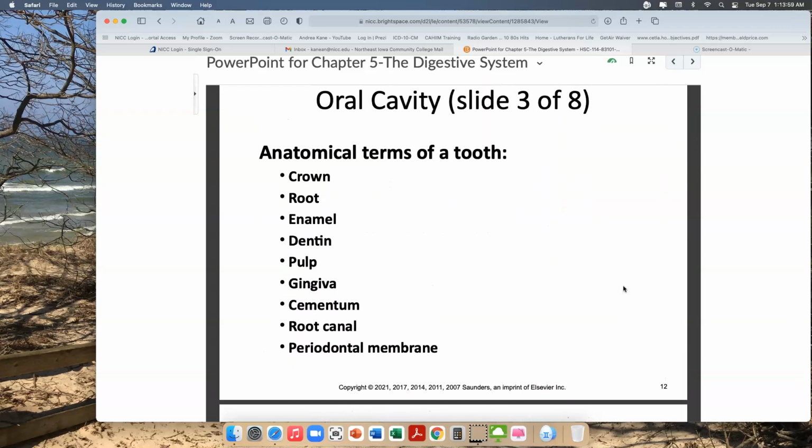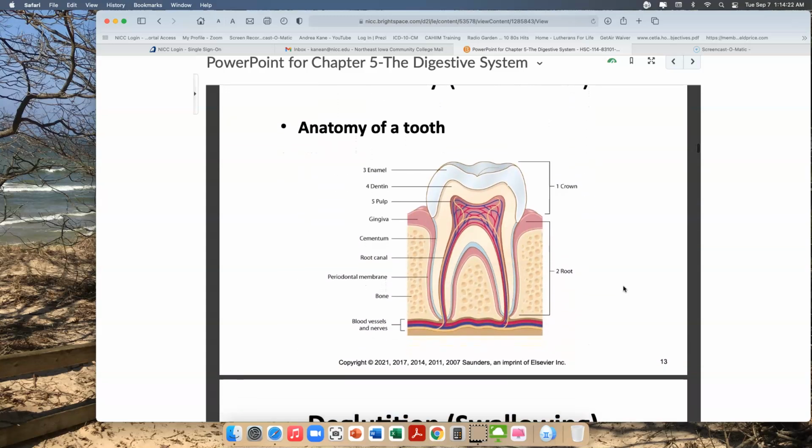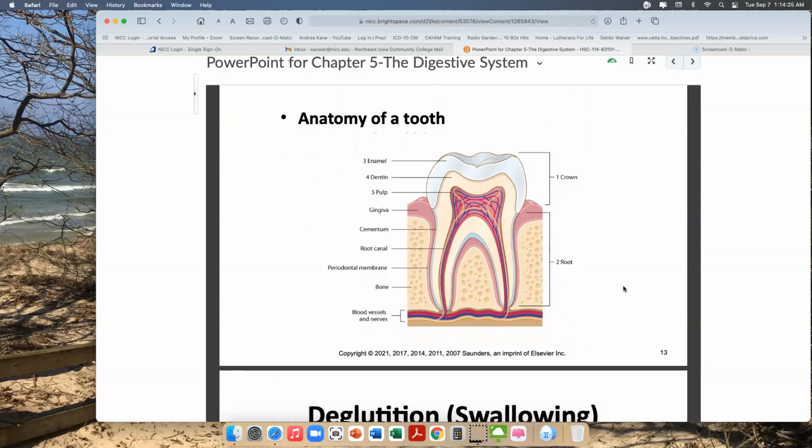Then, as we talked about a minute or two ago, the teeth do what's called mechanical breakdown of the food. And there are anatomical terms for the parts of a tooth that include crown, root, enamel, dentin, pulp, gingiva, cementum, root canal, periodontal membrane. And this visual is the anatomy of a tooth. And it shows you the 2 basic parts, the crown and the root. And within the crown, you have several parts. And then within the root, you have from the gingiva on down through the blood vessels and nerves.